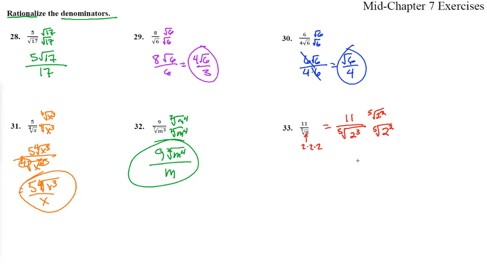2 squared. So we get 11 5th root of 2 squared over the 5th root of 2 to the 5th. You see how we made this to be a perfect 5th so it could come out of there? This is now 11 5th root of 4 over 2. And there we have it.